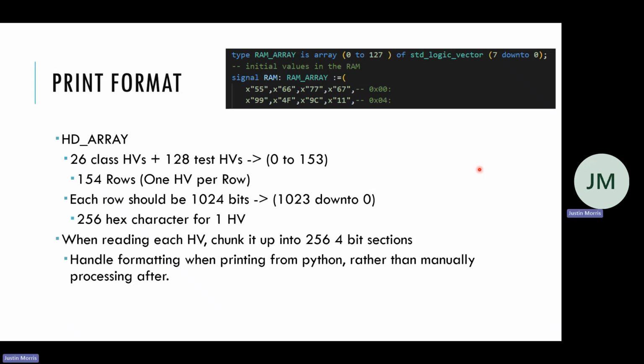The other thing is each row needs to fit an entire hypervector. A hypervector is 1024 bits. Each one of these cells right now fits how many bits? 8. And where is that defined? STD logic vector. 8. So what does this need to change to? 1023 down to 0. Yes. Right.